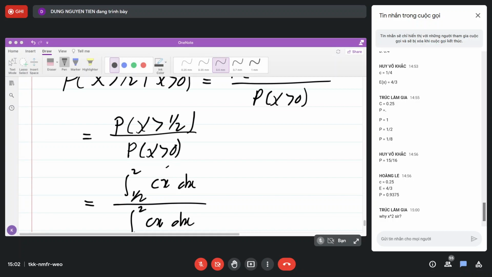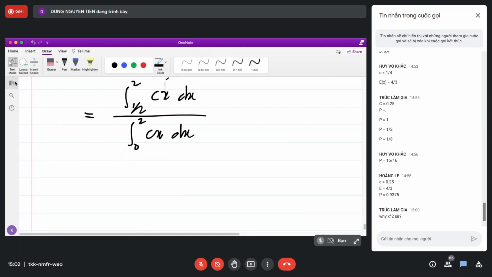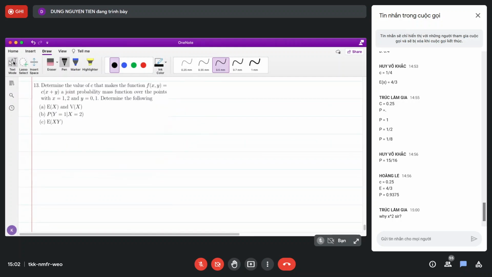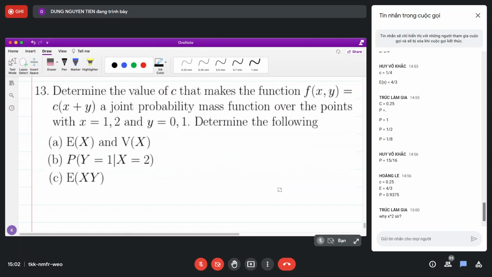All right, that is the question in which you need to deal with conditional probability, right? Now let's try the next example. In this case, you need to deal with random vectors. Okay.